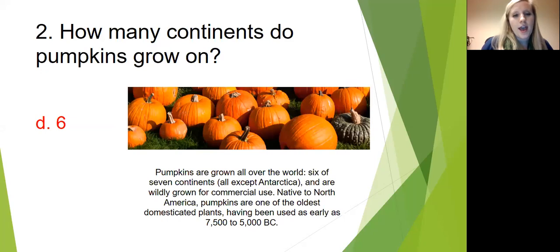Question 2. How many continents do pumpkins grow on? And the answer was D, 6 continents. Pumpkins are grown all over the world, 6 out of the 7 continents, all except Antarctica. Pumpkins are native to North America. They're one of the oldest domesticated plants, and they've been used as early as 7,500 to 5,000 BC.